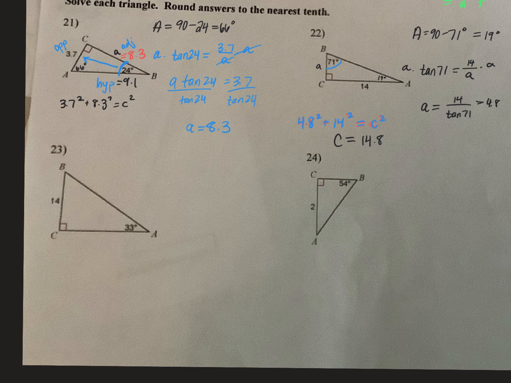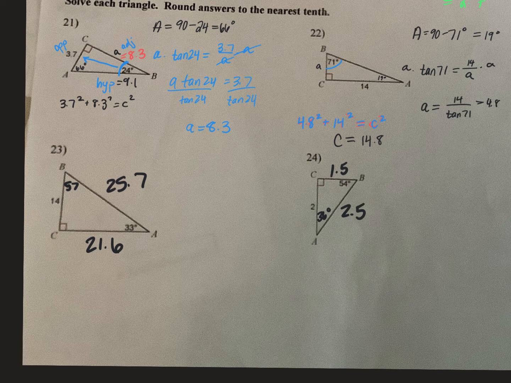All right. So for 23, your other angle is 57. Your hypotenuse is 25.7. And this one is 21.6. All right. So the other angle's 36. Your top side's 1.5, your other side is 2.5.